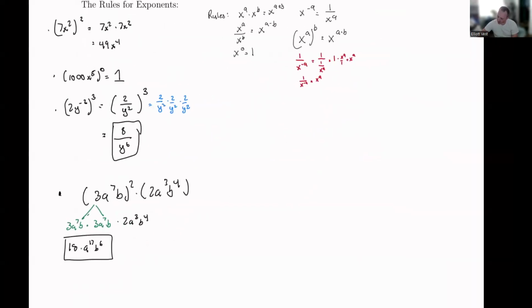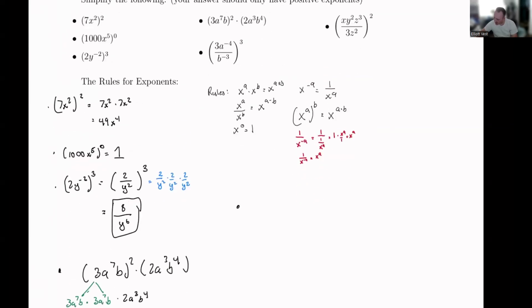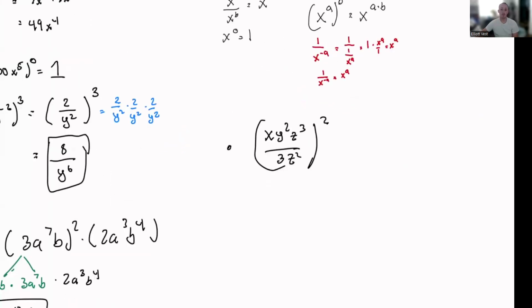Okay, what else do we have here? Let's do this one now. I see this is (xy^2 z^3 over 3z^2) squared. You might be like, okay, when in doubt, write it out. I see I can simplify this first. I see I have a z cubed and a z squared. How do I simplify that? Well, let's write out this squared because I'm not going to deal with that yet. I'm just wanting to simplify this part.